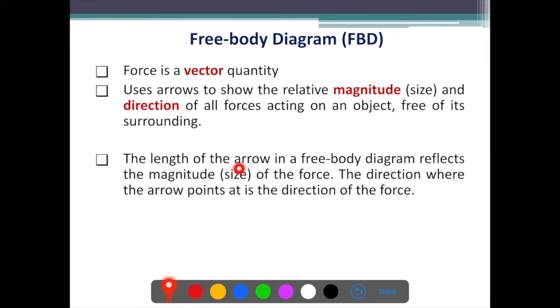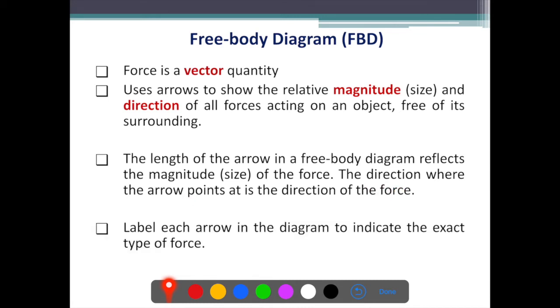As I've mentioned earlier, the length of the arrow that represents the force vector reflects the magnitude or size of the force, and the direction of the arrow, where the arrow points at, is the direction of the force. It's very important that when you draw a free body diagram, you need to label each arrow to indicate the exact type of force. Is it a weight force, a frictional force, a tension force, an elastic force, and so on, a normal force?